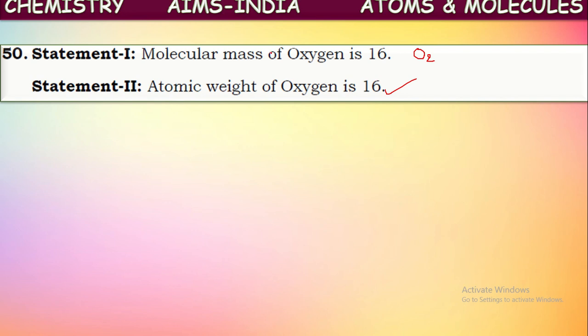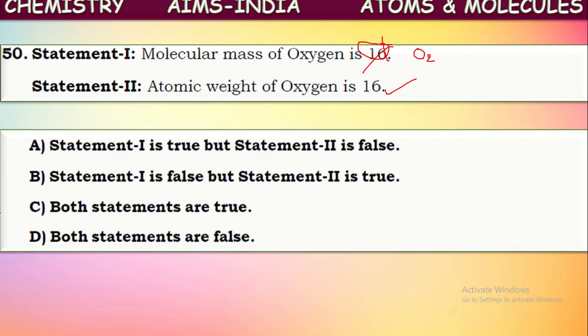But the molecular mass or molecular weight of oxygen is 2 into 16, that is 32, not 16. So the molecular mass of oxygen is not 16, but the atomic mass of oxygen is 16. Statement 1 is false and statement 2 is true. So the second answer is correct.